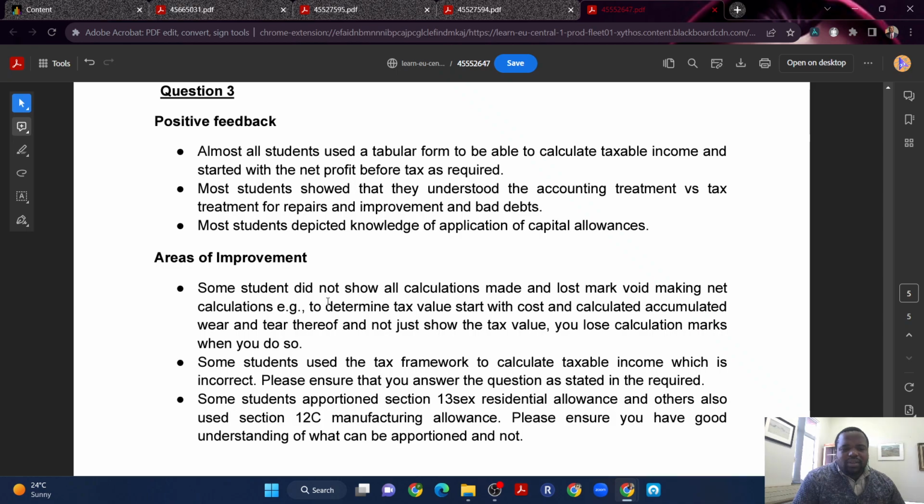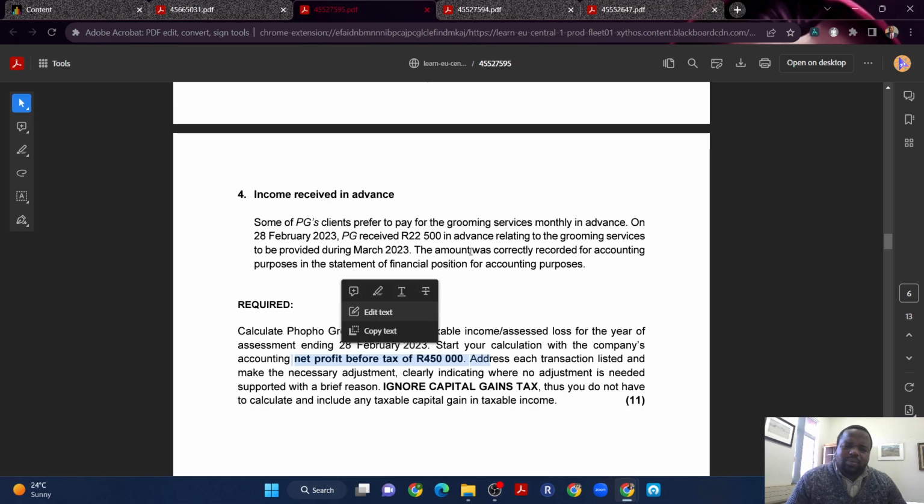Some students use the tax framework to calculate. Yeah, guys, unfortunately, this one is a little bit different. Again, this was a new topic, so maybe some people have not grasped what's really happening. But remember, even the required was telling you, start your calculation with the company's accounting net profit before tax of 450,000 rand.